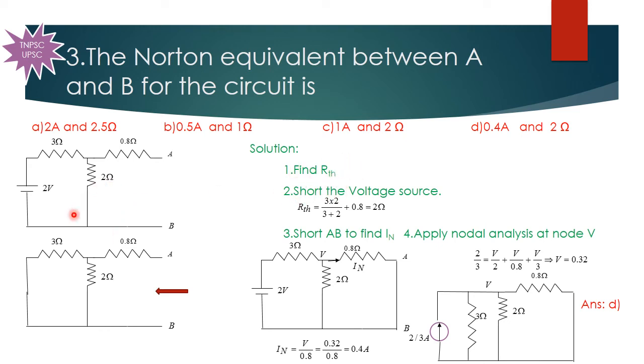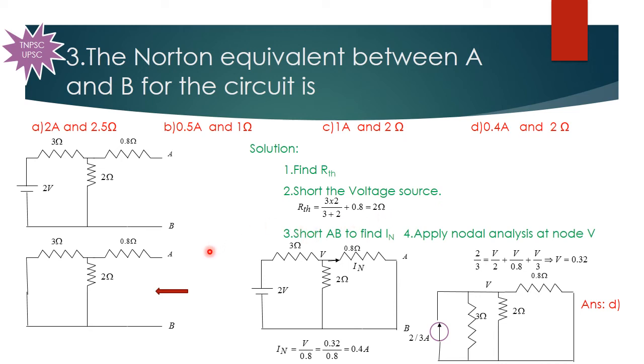So we have to short circuit this voltage source. If we short circuit this voltage source, we will be getting the circuit like this. Now we have to calculate the equivalent resistance or Thevenin's resistance. So these two resistors are in parallel and it is in series with the 0.8 ohm. So you will be getting RTH is equal to 3 into 2 divided by 3 plus 2, plus 0.8. So that is equal to 2 ohm.